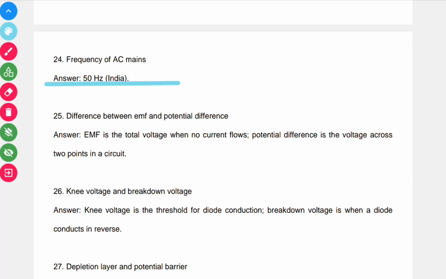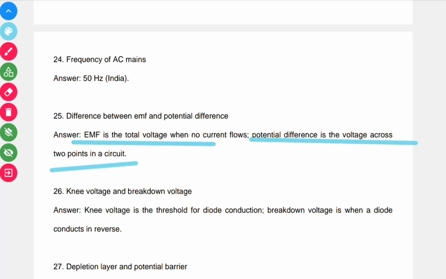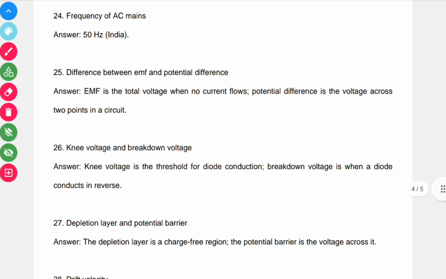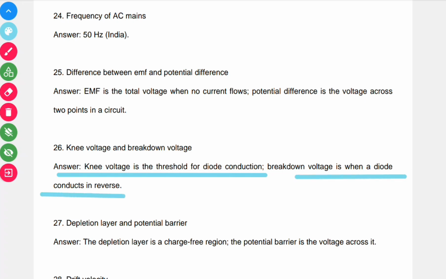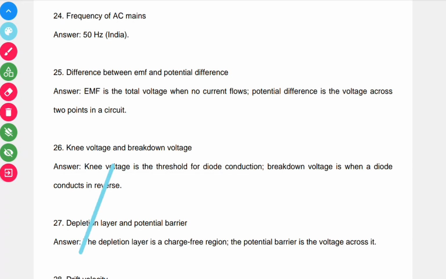Difference between EMF and potential difference. EMF is the total voltage when no current flows. Potential difference is the voltage across two points in a circuit. What is knee voltage? Knee voltage is the threshold for diode conduction. Breakdown voltage is when a diode conducts in reverse.